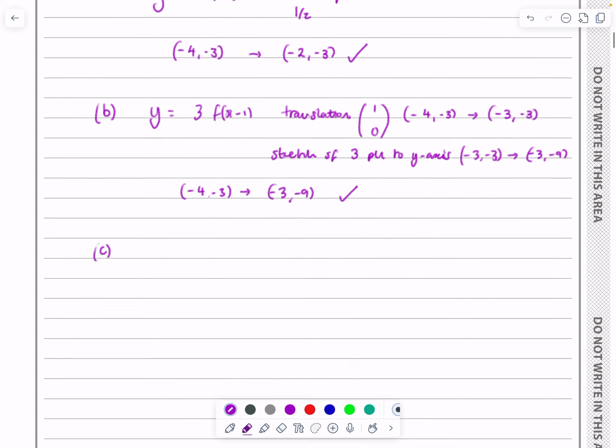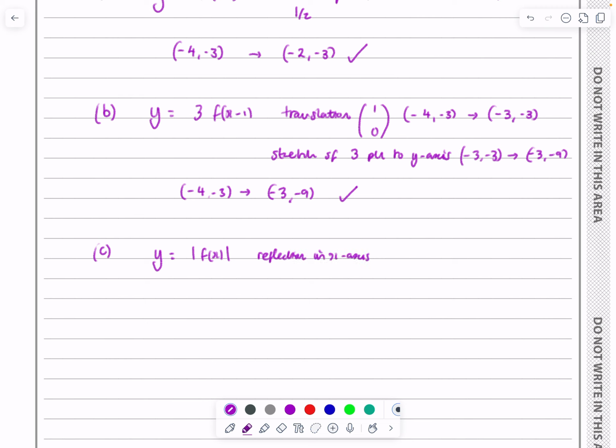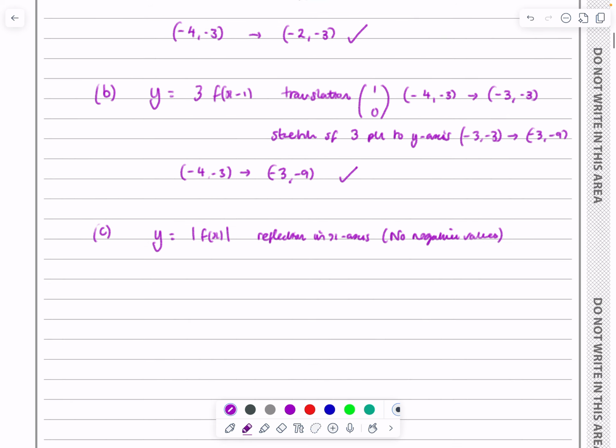And then part C, which says we've got y equals the modulus, so let's make that neater, the modulus of f(x). And this is sort of a reflection in the x-axis, but with the understanding there'll be no negative values. So what that means, again, if we've got the point (-4, -3), and we reflect that in the x-axis, then the -4 doesn't change, but that -3 will now have to swap to become +3.